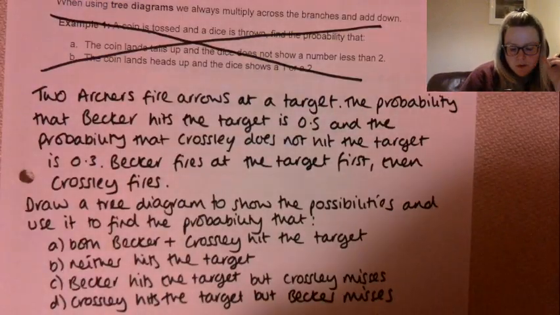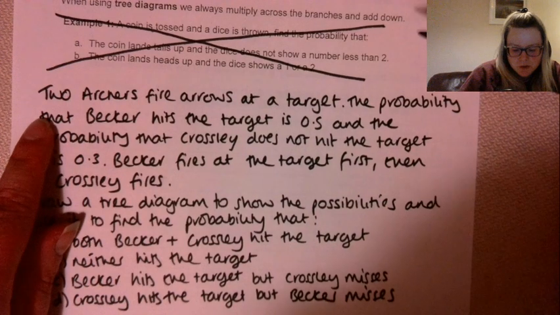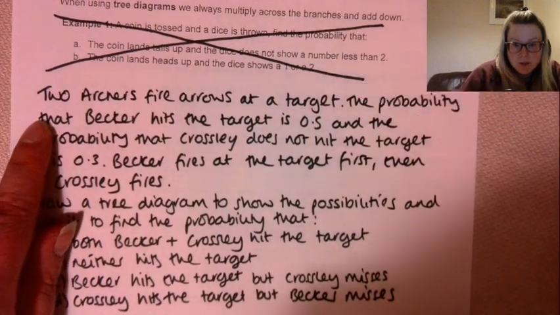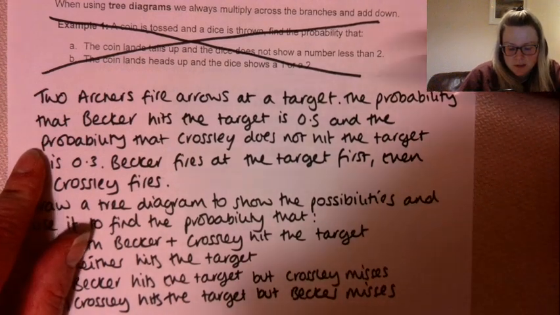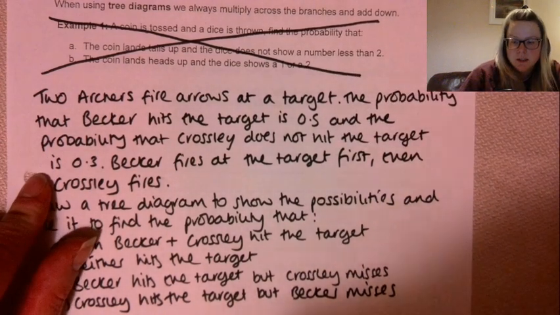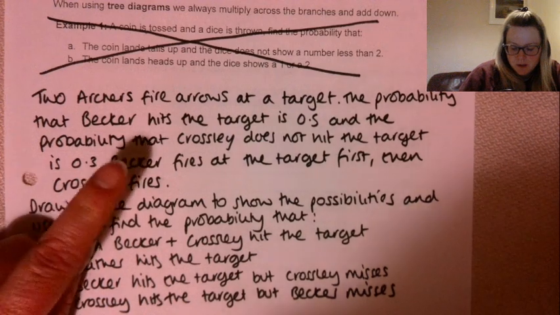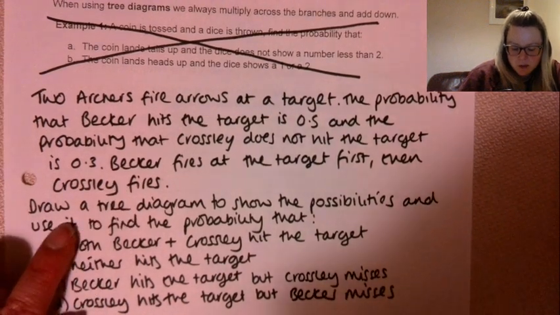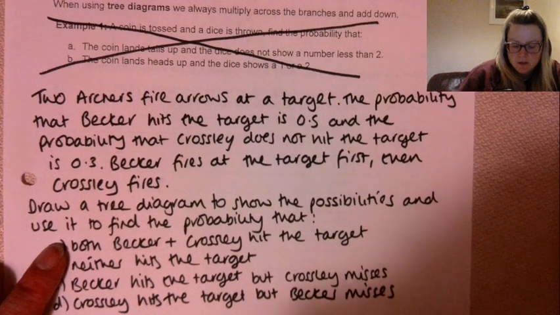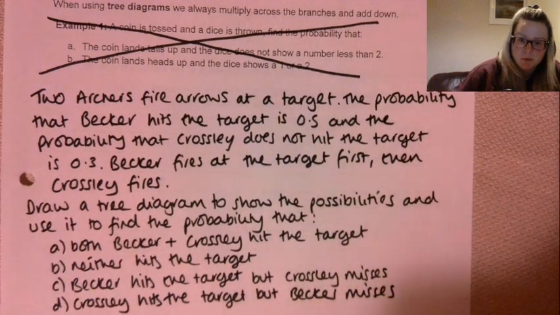Okay, so let's have a wee look at this. Two archers fire arrows at a target. The probability that Becker hits the target is 0.5 and the probability that Crossley does not hit the target is 0.3. Becker fires at the target first and then Crossley fires. So draw a tree diagram to show the possibilities and then use it to find all these different probabilities.